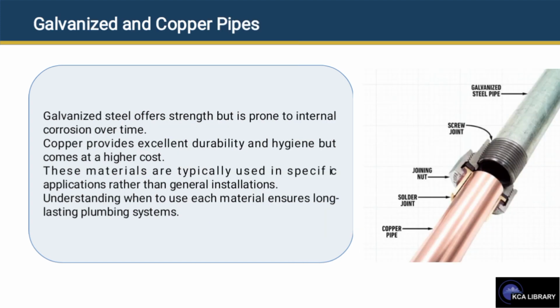So let's look at galvanized pipe and copper pipes. This is a copper pipe. That's the galvanized pipe. Galvanized steel offers strength but is prone to internal corrosion over time. That is rusting. Copper provides excellent durability and hygiene but comes at a higher cost. These materials are typically used in specific applications rather than general installations. Understanding when to use each material ensures long-lasting plumbing systems.